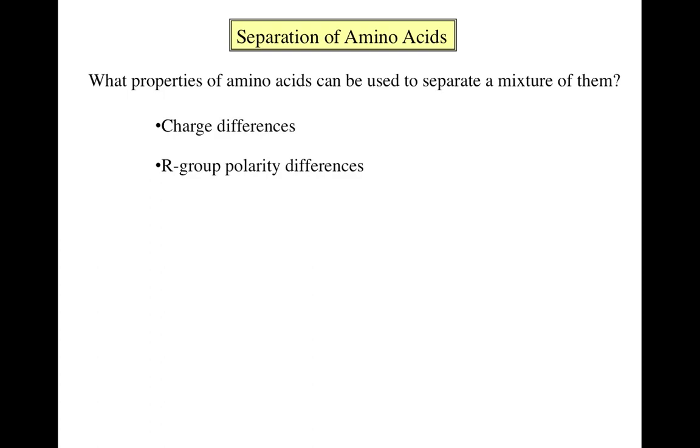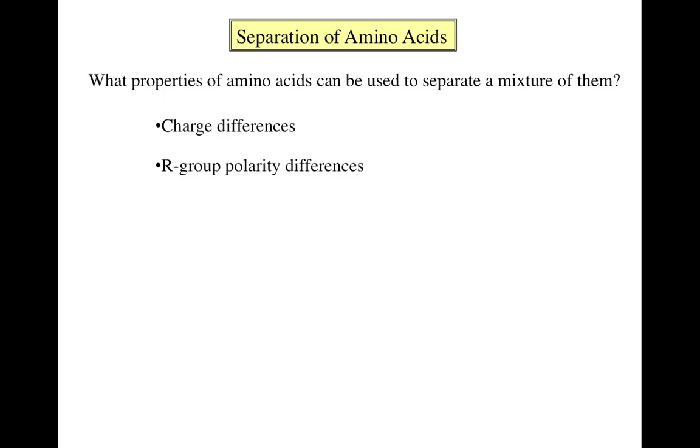Charge differences are affected by pH, as we learned earlier. Increasing pH in general tends to deprotonate functional groups and make the net charge on an amino acid more negative. On the other hand, decreasing pH tends to protonate functional groups and make the net charge more positive.